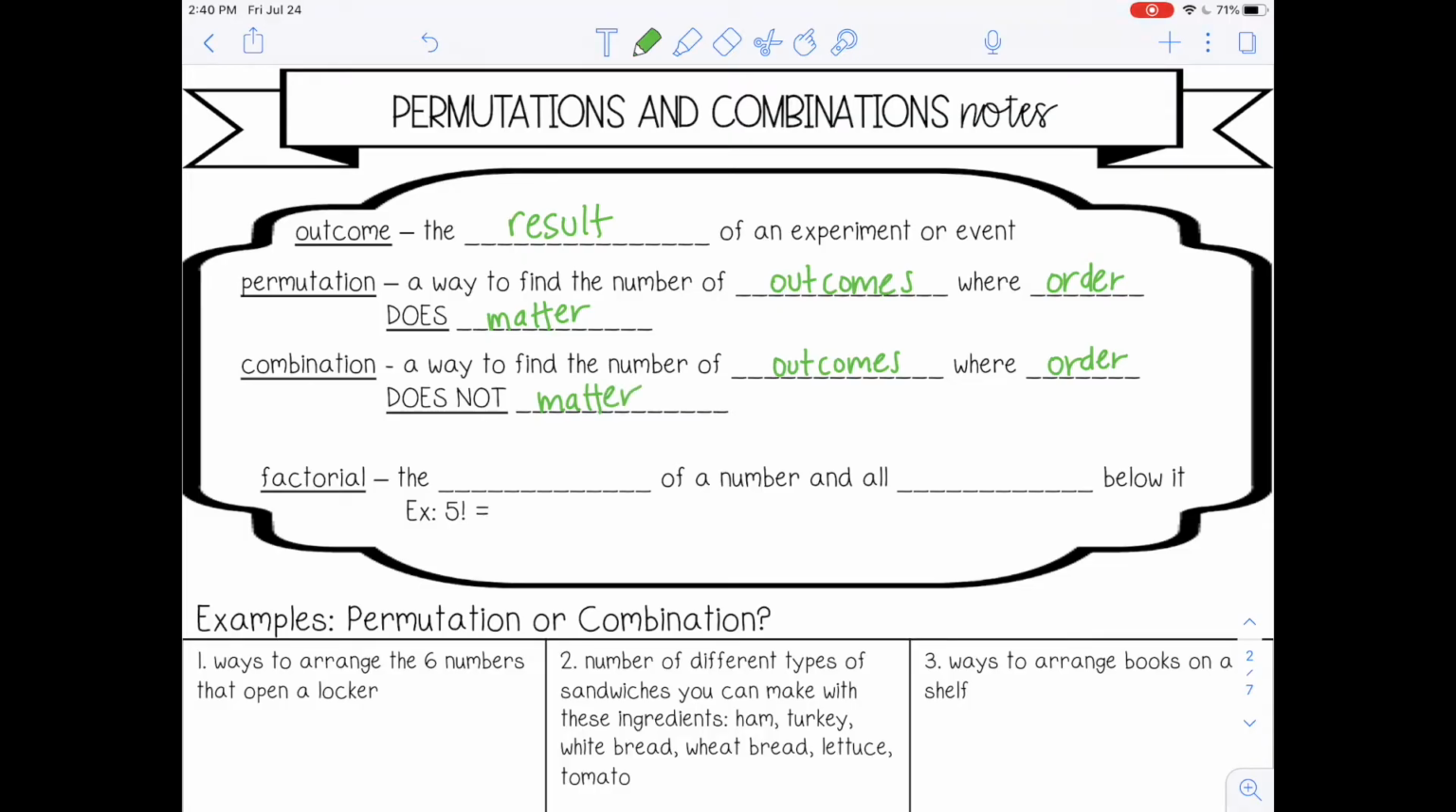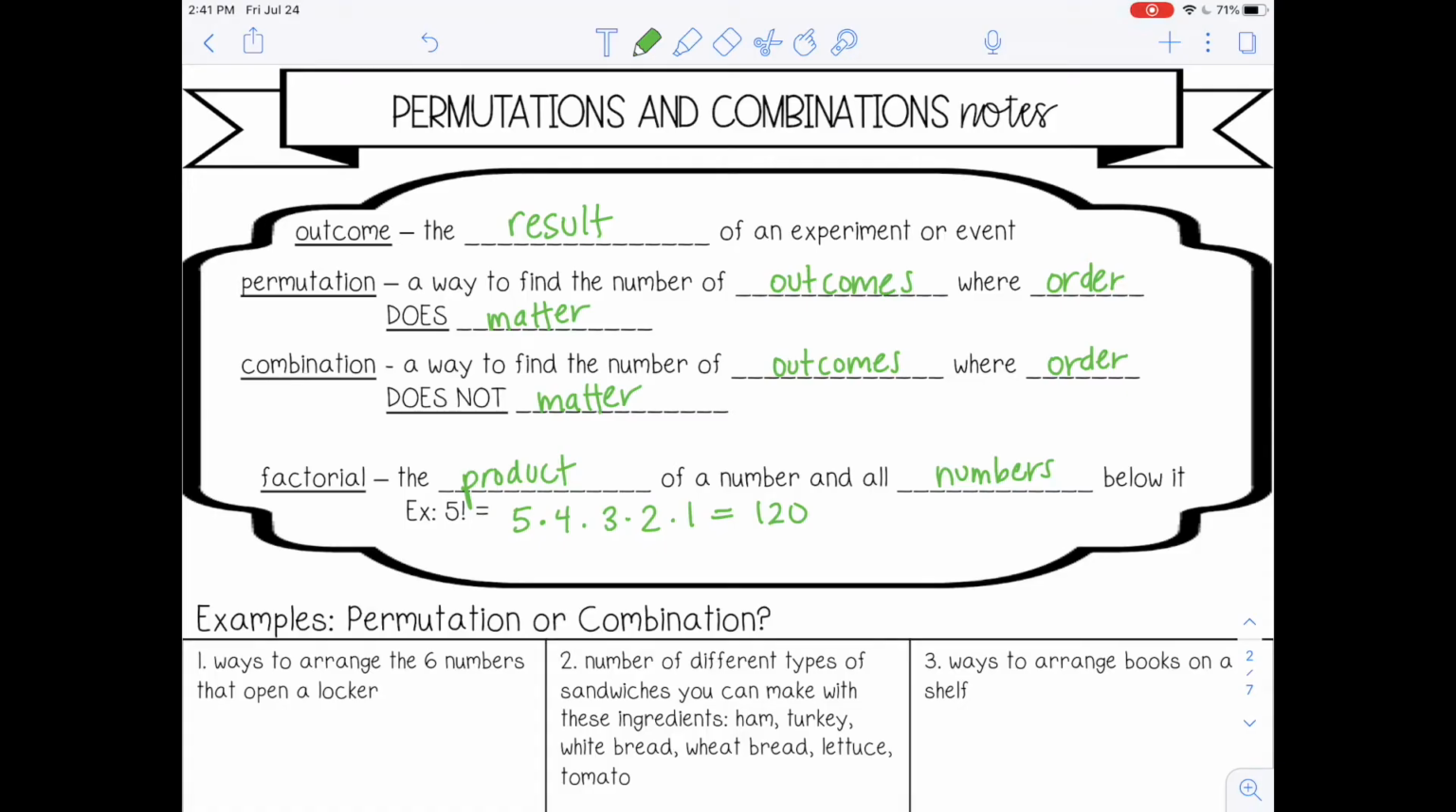And then a factorial is the product of a number and all the numbers below it until you get to 1. So the factorial of 5 is written 5 with an exclamation point. So 5 factorial, and that means 5 times 4 times 3 times 2 times 1. And that would be 120. So 5 factorial is 120. Don't go all the way to 0, of course, because then you'll just get 0.